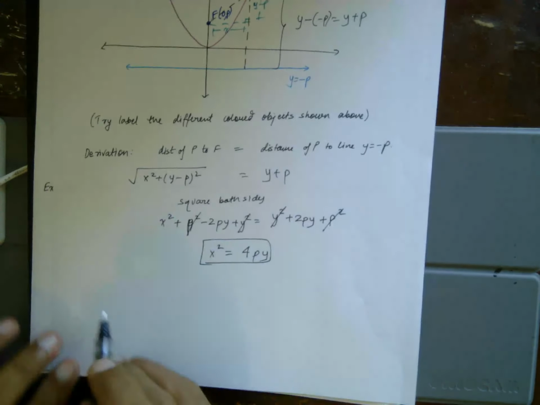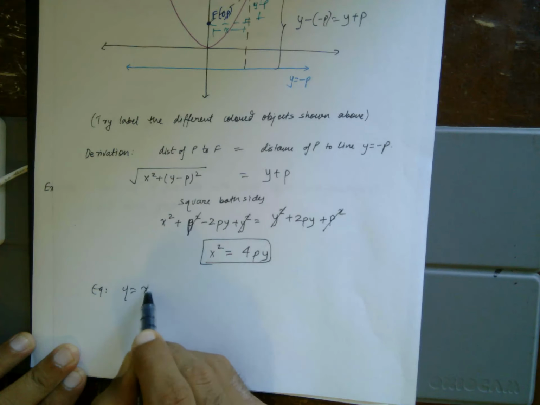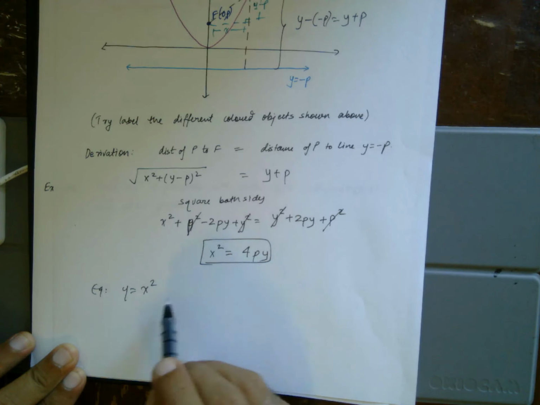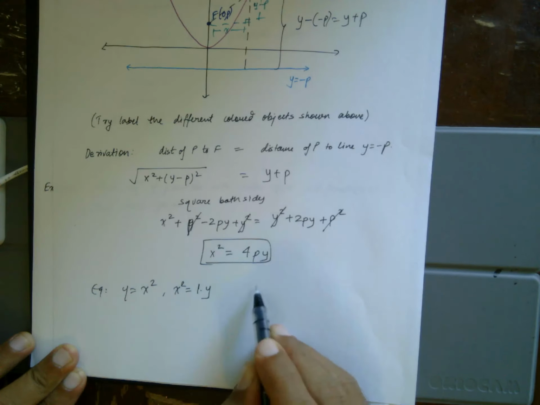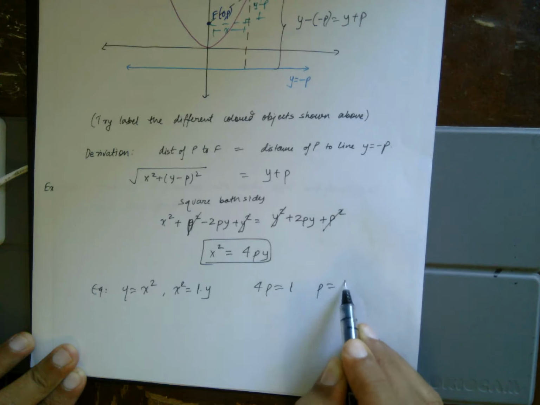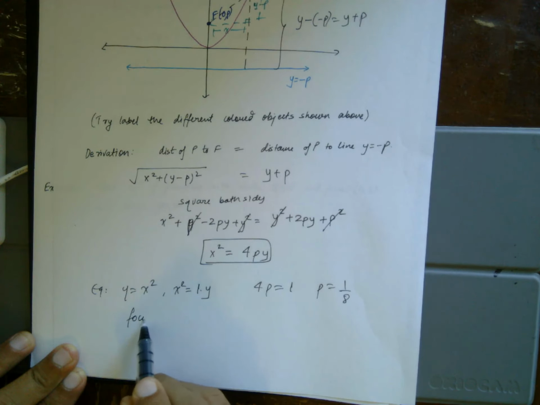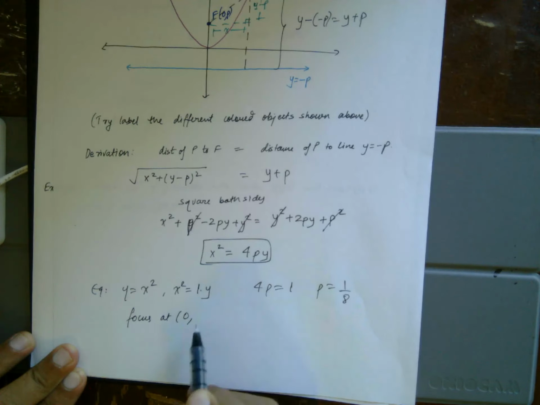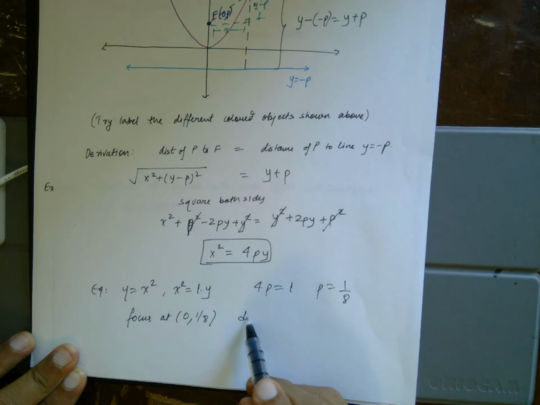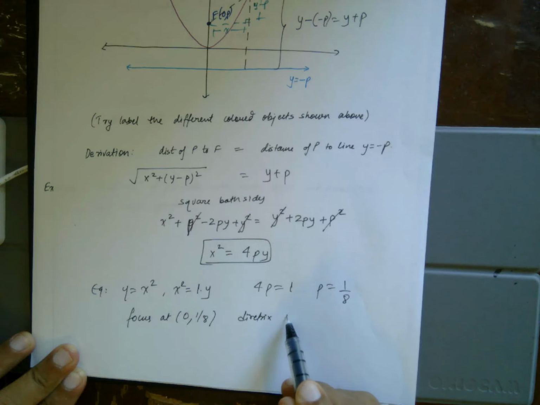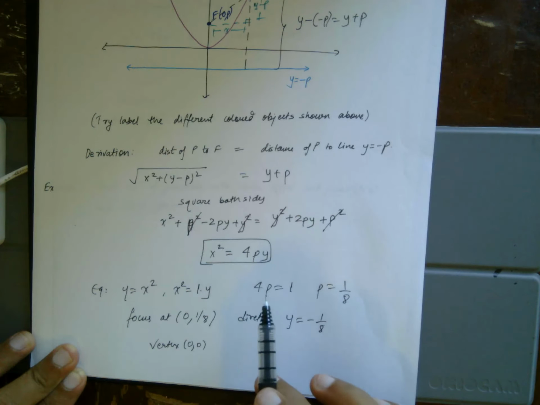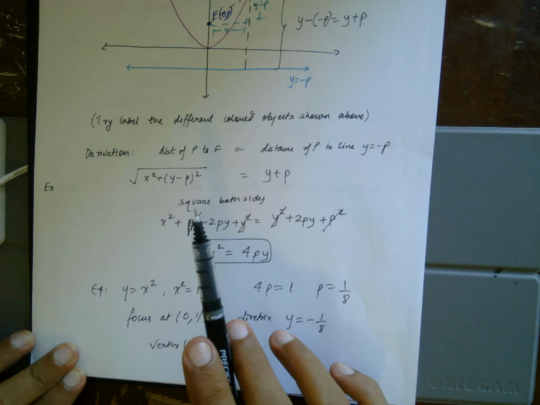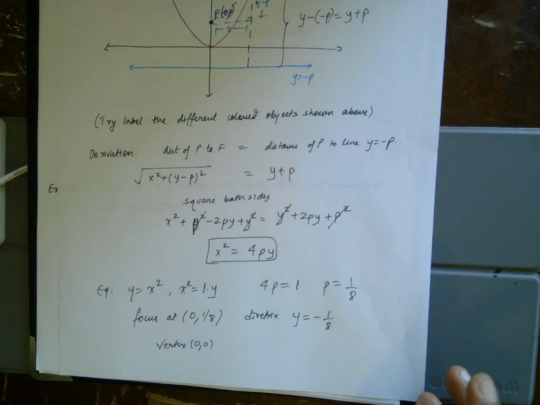For example, what about y equals x squared? Now let's see. If I compare it to this, y equals x squared, so x squared equals 1y. So 4p equals 1 and p equals 1 over 8. Which means the focus is at 0 comma p, which is 0 comma 1 over 8. And the directrix is y equals negative p, so it's negative 1/8. The vertex is at 0, 0 because we found this equation by starting with a simple case of the vertex being at the origin.